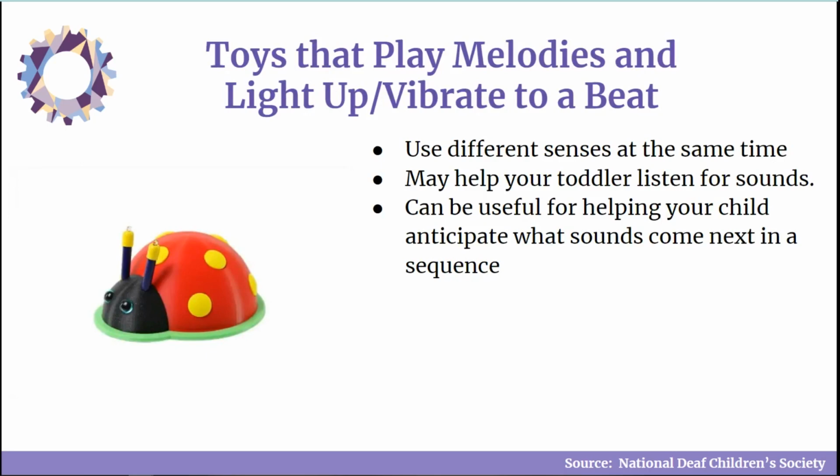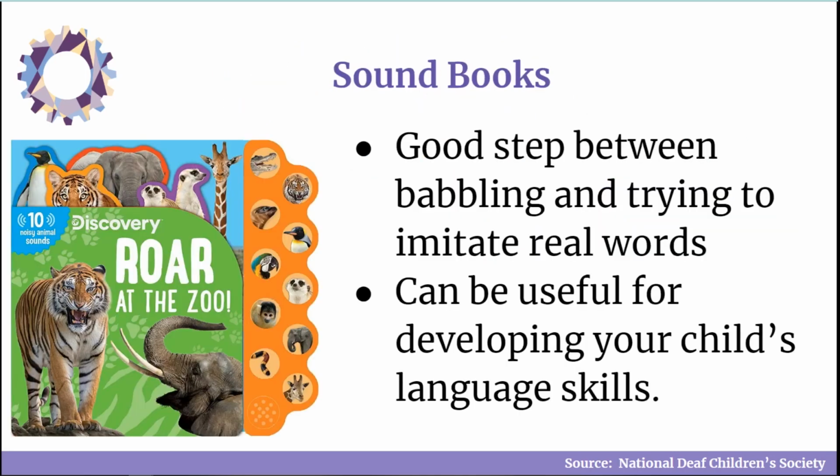Toys that play melodies and light up or vibrate to a beat use different senses at the same time and may help your toddler listen for sounds. These can be useful for helping your child anticipate what sounds come next in a sequence or give them an audible prompt to participate in a game or activity. Sound books, such as animal or transport sounds, are a good step between babbling and trying to imitate words and can be useful for developing your child's language skills.